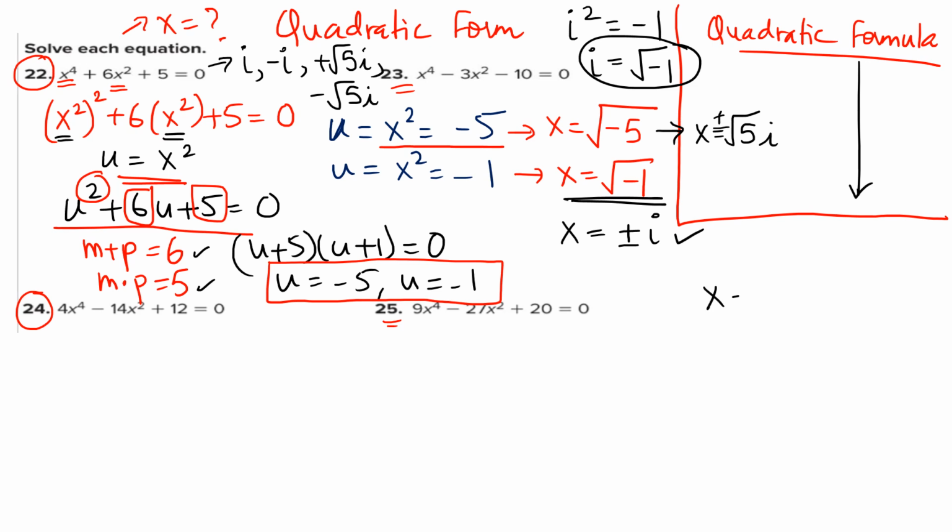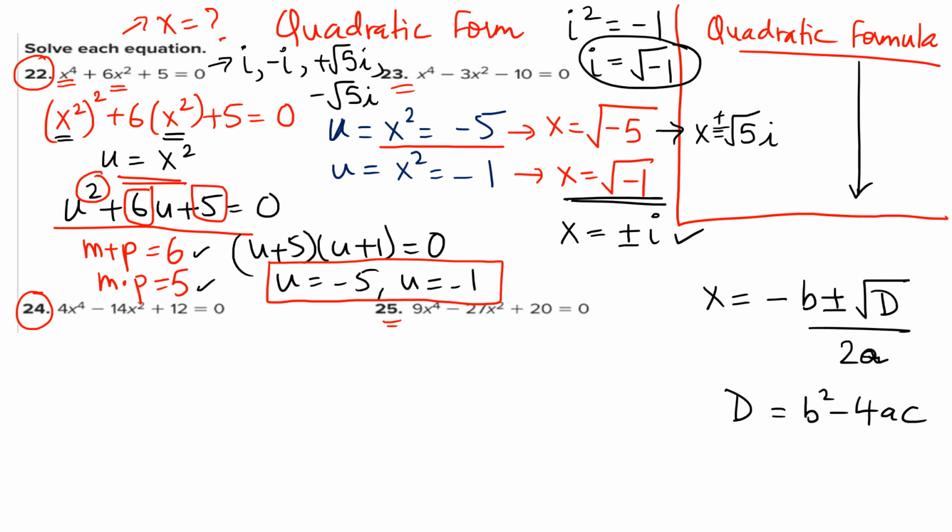The quadratic formula is given by x equals minus b plus minus square root of D over 2a, where D is your discriminant. The discriminant is the value of b square minus 4ac. So you can also use this quadratic formula to solve the question. Let's use it for question 24.